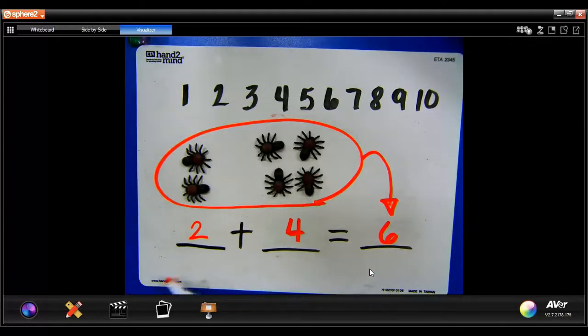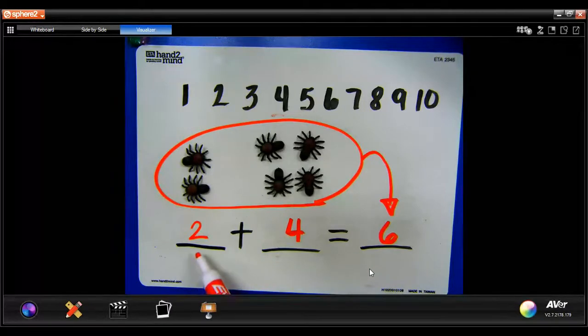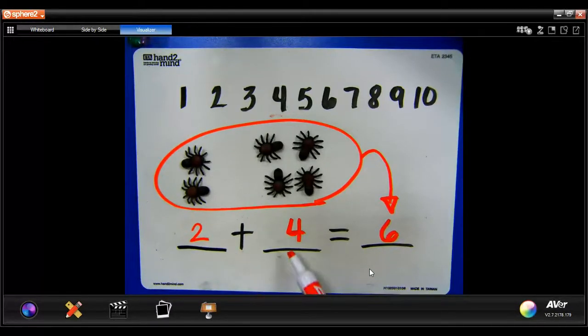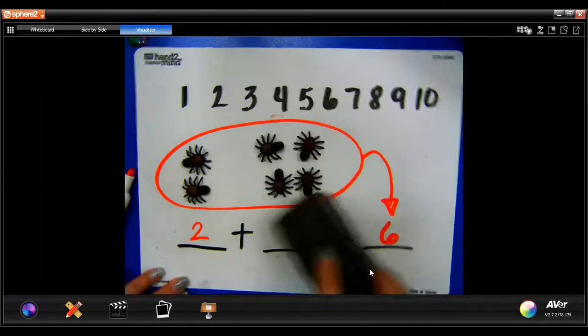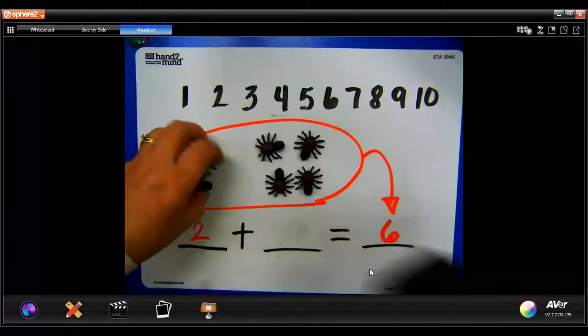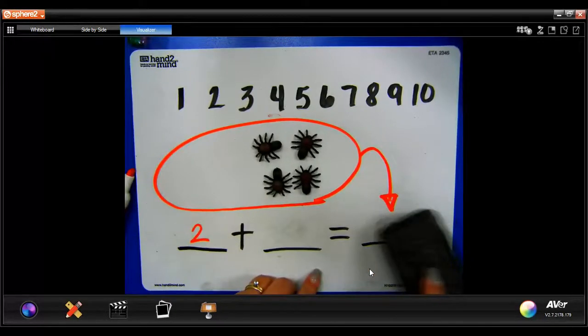So now let's read the addition sentence together. Do you remember how to do it? Let's see. 2 plus 4 equals 6. Good job. Okay. So let me erase this so we can do a new problem.